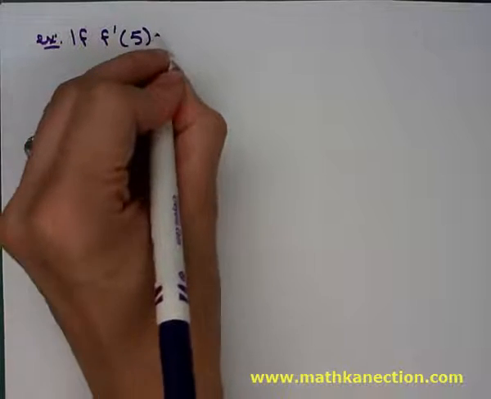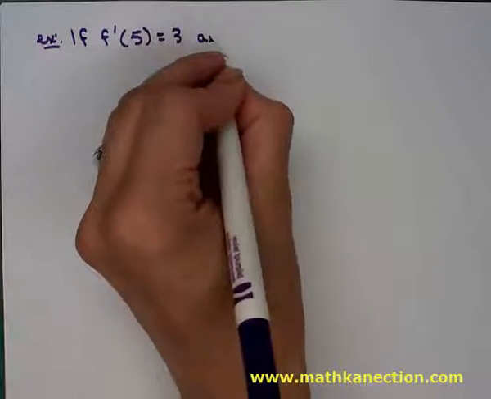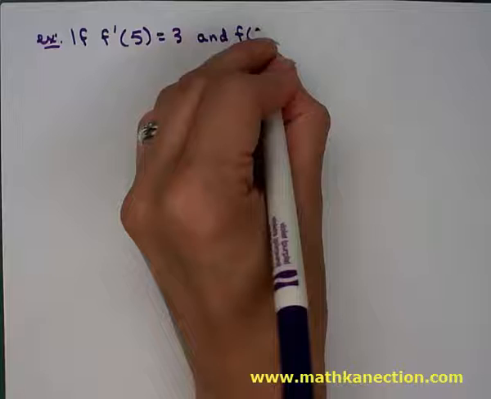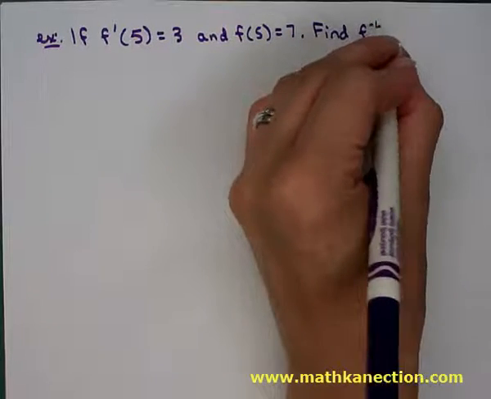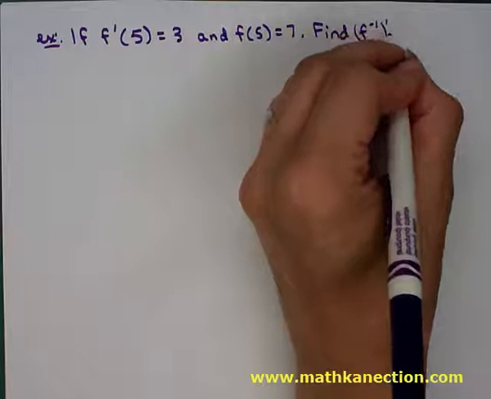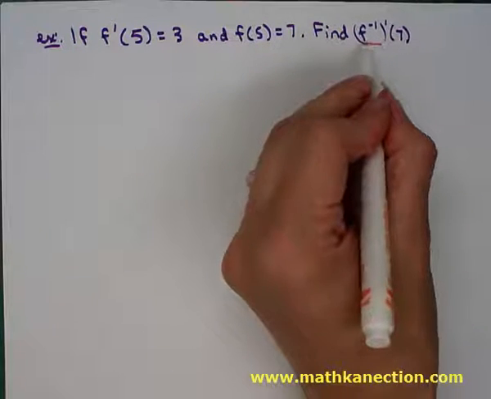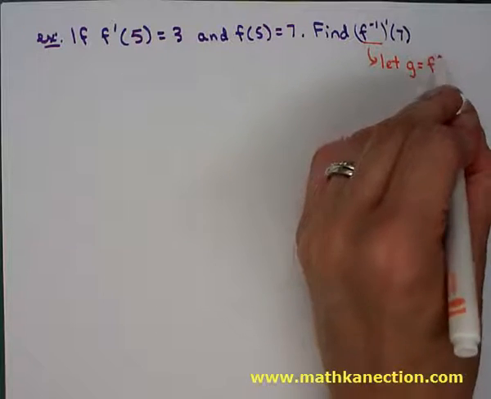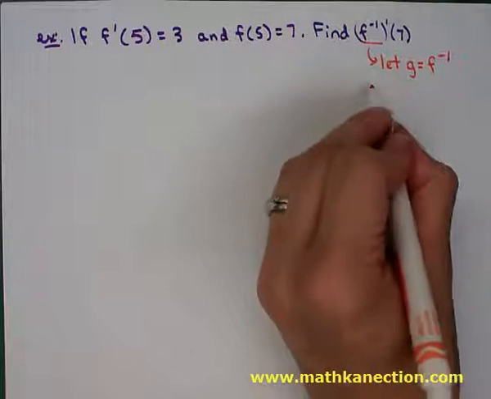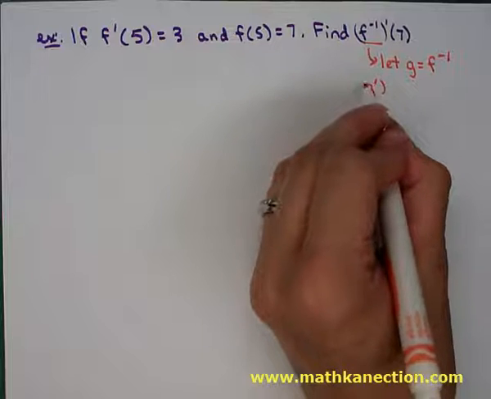In the next example, if f prime of 5 is equal to 3, and if f of 5 is equal to 7, we're going to find the derivative of the inverse of f at the value of 7. Instead of calling this f inverse, you can let g equal to the f inverse, and then you'll be finding the g prime of 7.